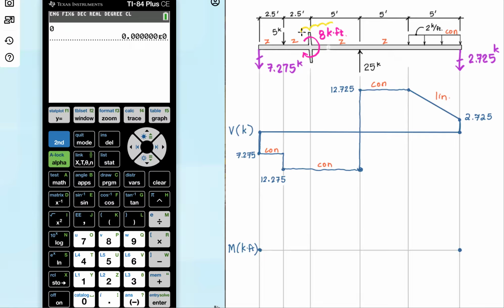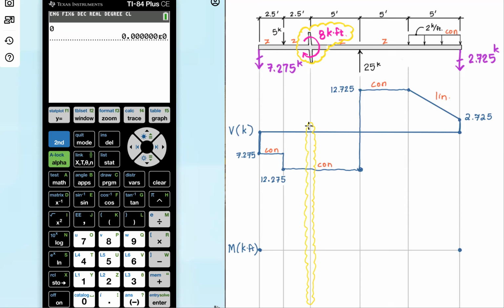And this is what I'm on the hunt for: any type of couple moment. It could be a couple moment load, could be a couple moment reaction. And so I'm just going to put a little reminder to myself when I get right here. I'm going to have to jump.